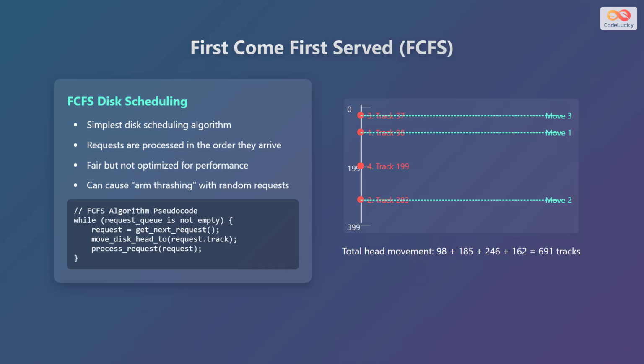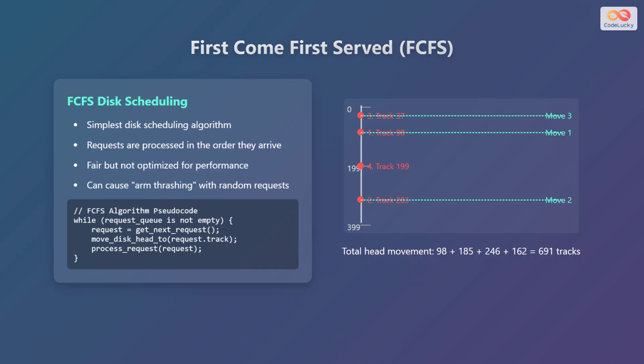Here is a pseudocode representation of the first come first served algorithm. While the request queue is not empty, get the next request, move the disk head to the track specified in the request, and process the request. Here's an illustration. In this scenario, we have 4 requests: track 98, track 283, track 37, and track 199. The arrows indicate the movement of the disk head to service each request.